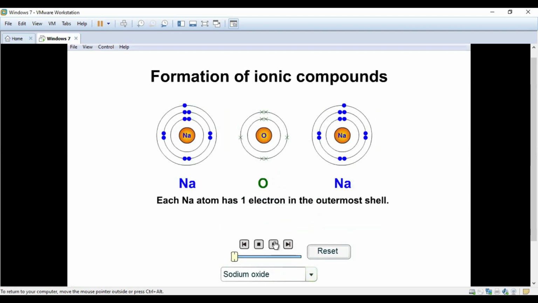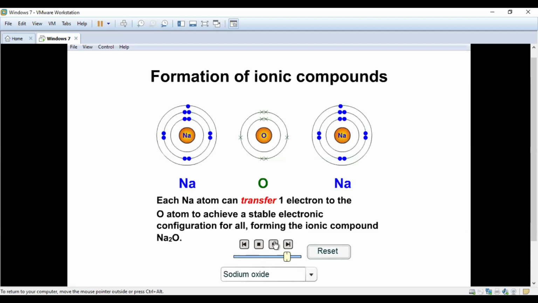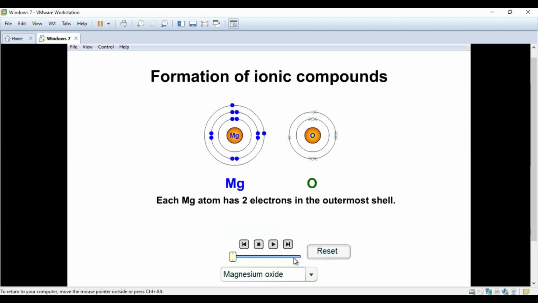Next one is sodium oxide. Sodium belongs to group 1, so it has one valence electron, while oxygen belongs to group 6, so it has six valence electrons. It needs two electrons to gain stability. So each sodium will give away one of its electrons to the oxygen atom. In this way, there will be a minus two charge on the oxygen ion, that is oxide, and a plus one charge on each sodium ion. Next one is magnesium oxide.